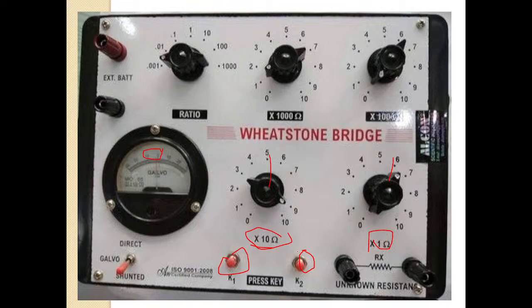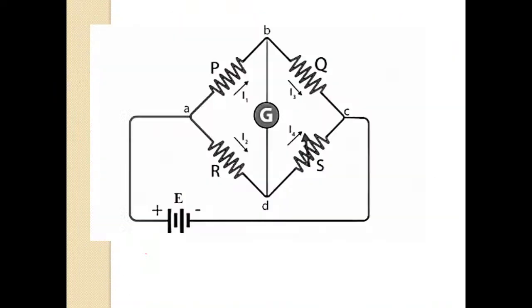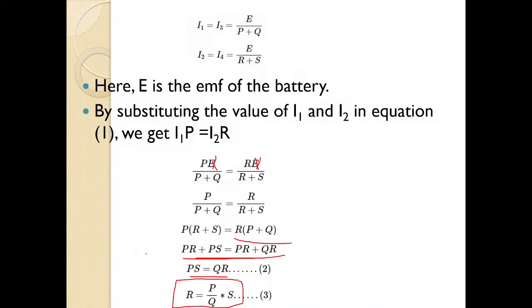Okay, if possible, I will make a video of doing this experiment practically, and I will upload it on my channel. So this is the operation of the Wheatstone bridge. Theoretically, if you want to determine the unknown resistance, this is the formula: R equal to P by Q into S. Here R is the unknown resistance, P and Q are the known resistances, S is the variable resistance.